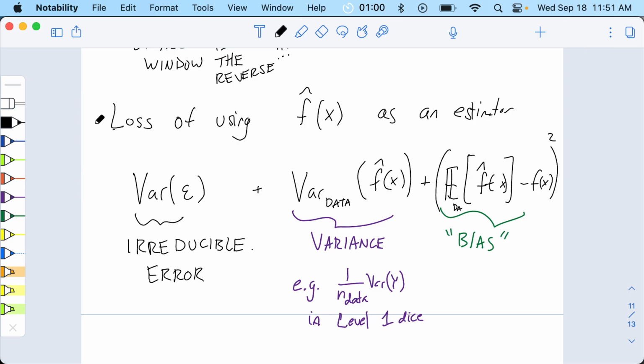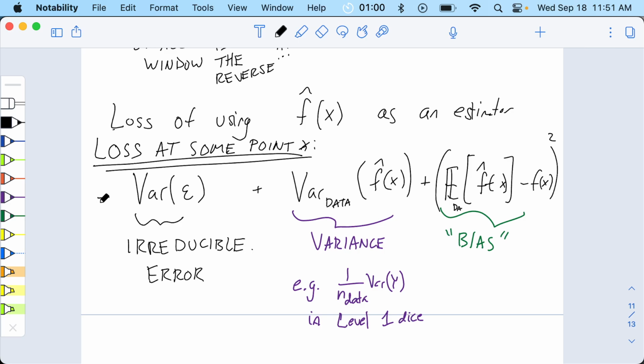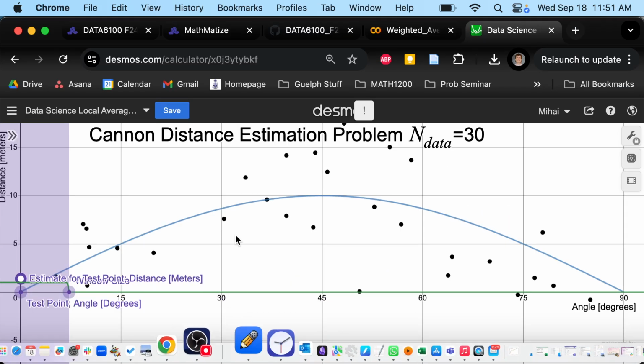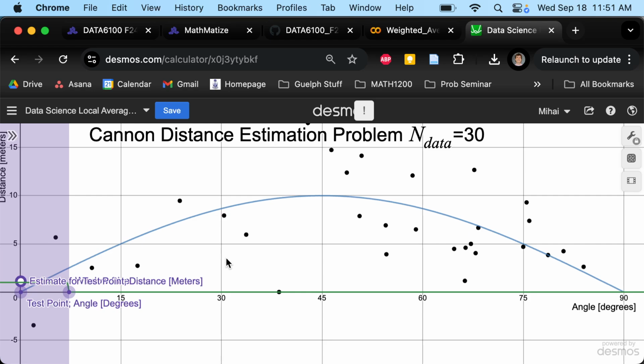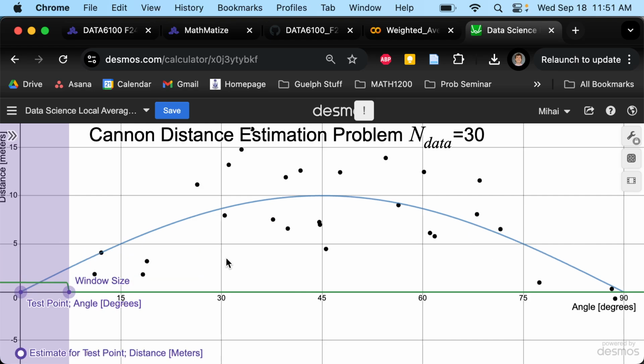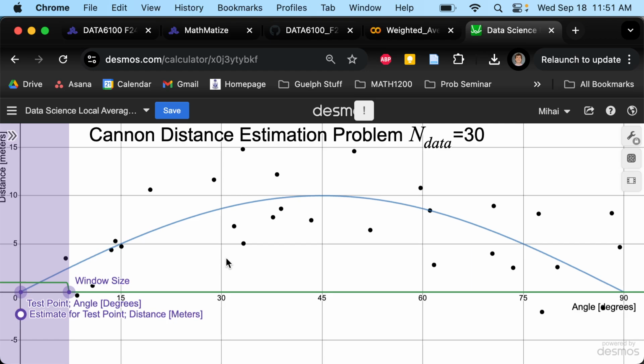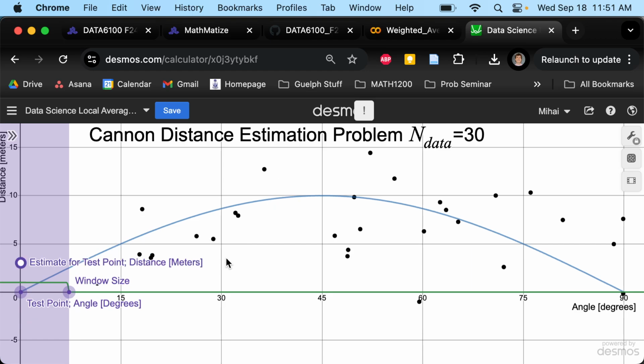This is what I have written down, the loss at some point x. So you tell me the x value, this is the total loss, right? And in particular, we're doing the example right now of x equals 0. If you wanted to know the entire thing, then you would take the formula for one x and you would integrate it over all x values.